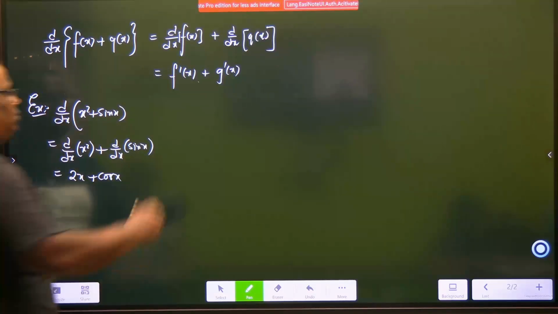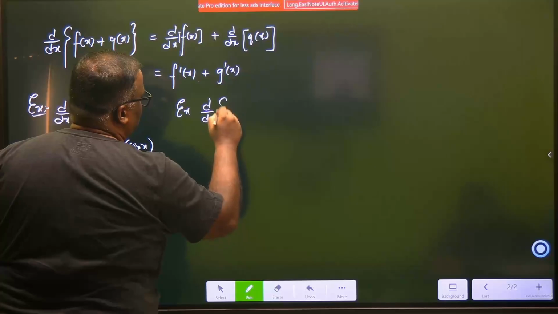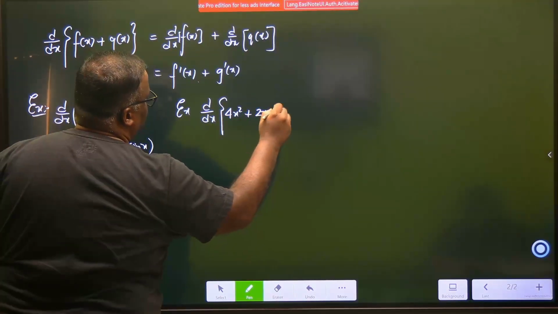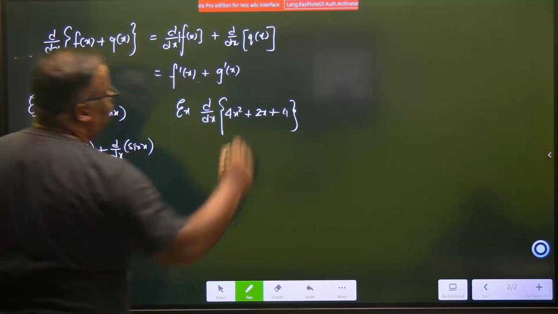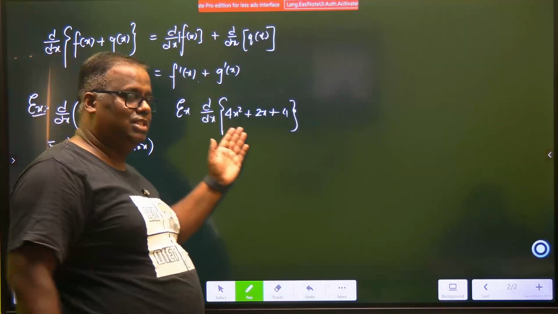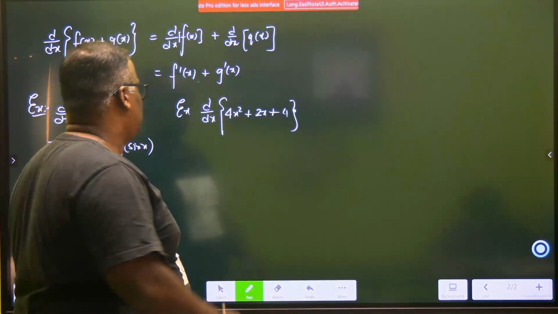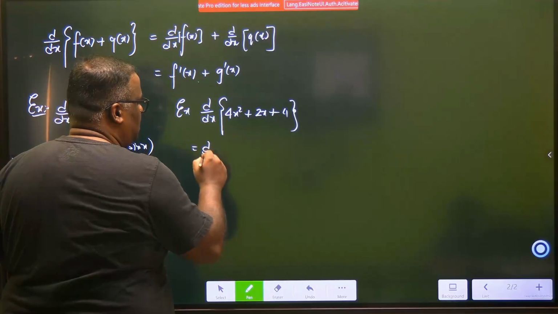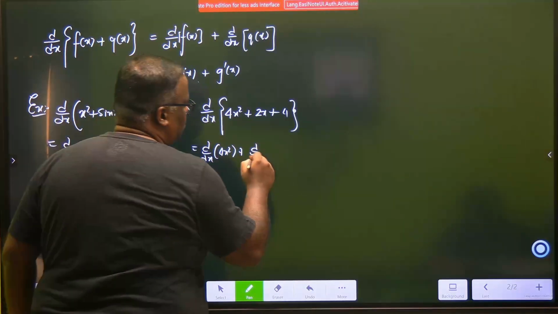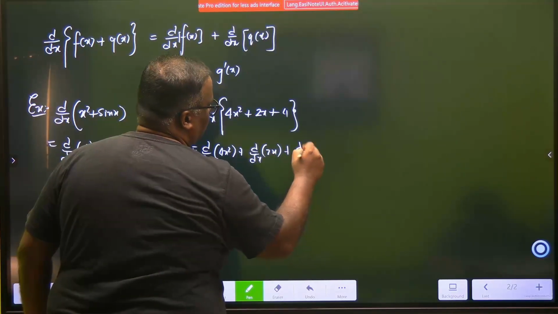Say somebody would have given you a problem which is try to solve d/dx of 4x square plus 2x plus 4. They have asked you to solve this. Even you can think that these are also three functions, f(x), g(x) and one constant k, right? So this can be written as d/dx of 4x square plus d/dx of 2x plus d/dx of 4.